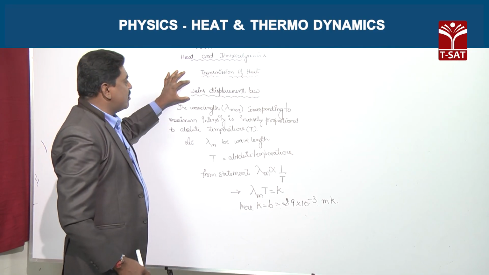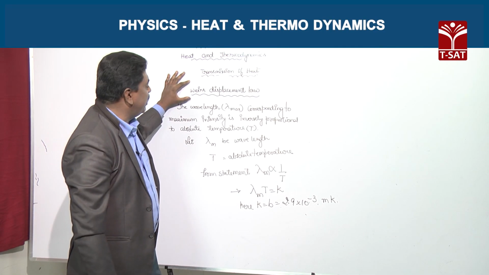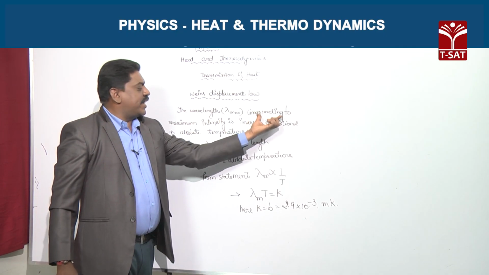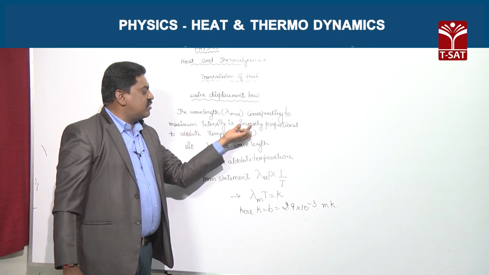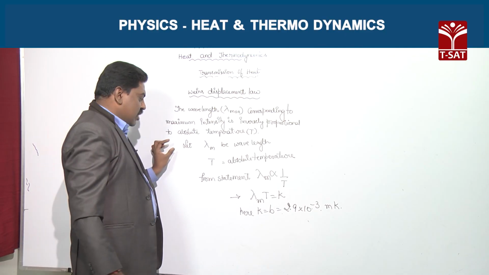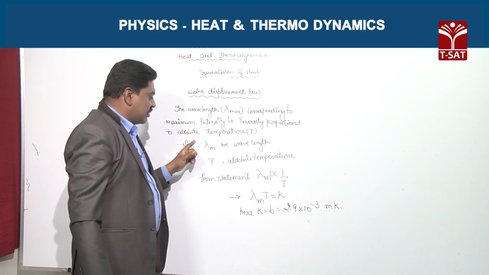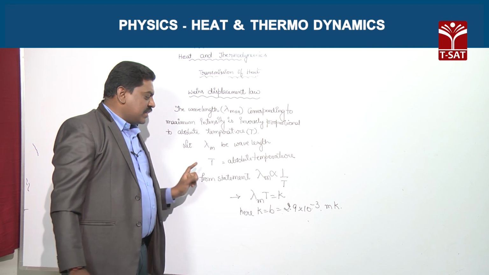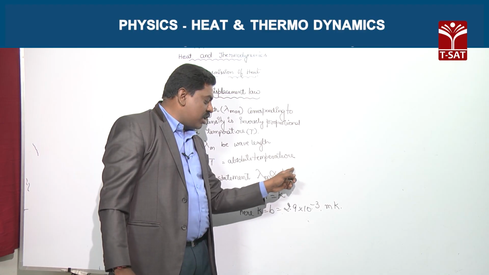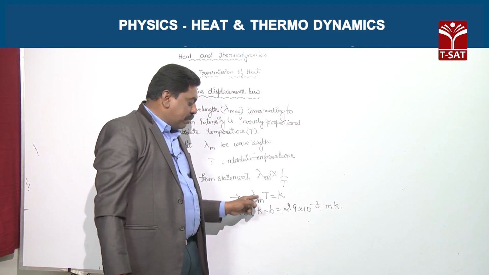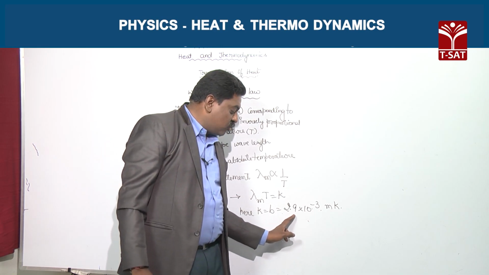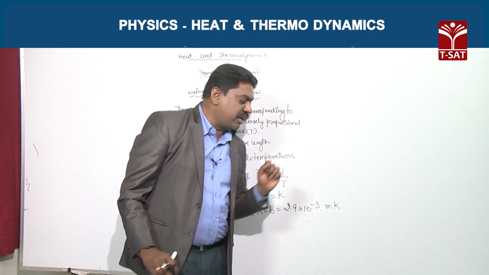Now, let us try to understand Wien's displacement law. What it says is, the wavelength lambda maximum corresponding to the maximum intensity is inversely proportional to the absolute temperature of that body. According to that, let lambda m be the wavelength and T be the absolute temperature. Then from the statement we have lambda m proportional to 1 by T and lambda m into T is equal to constant. The constant is taken as B and it is given as 2.9 into 10 power minus 3 meter Kelvin.